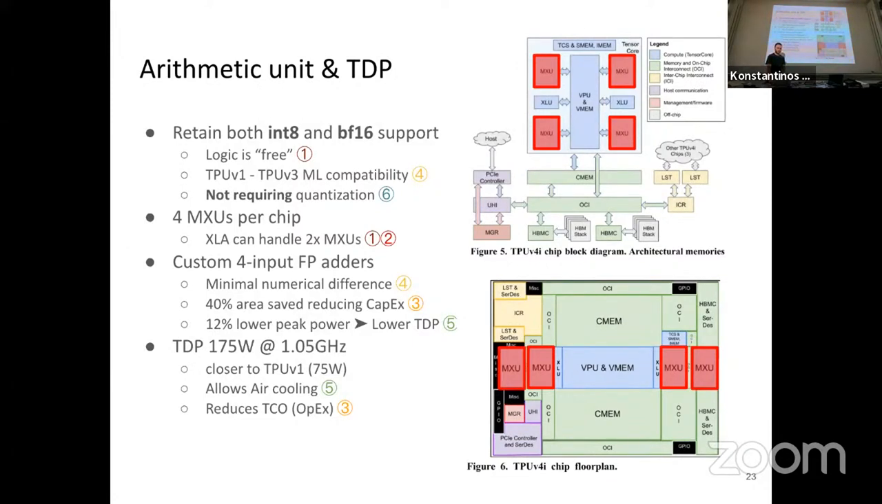And speaking of some very highly specific things that the paper has mentioned, they also, for example, designed custom four input floating point adders. Again, this was mainly done so that they can reduce the overall area and reduce the peak power, which relates to the total TDP. So speaking of the total TDP, it is, again, much closer to the first version of TPUs at about 175 watts, allowing for air cooling and, of course, reducing the total operating expenses.